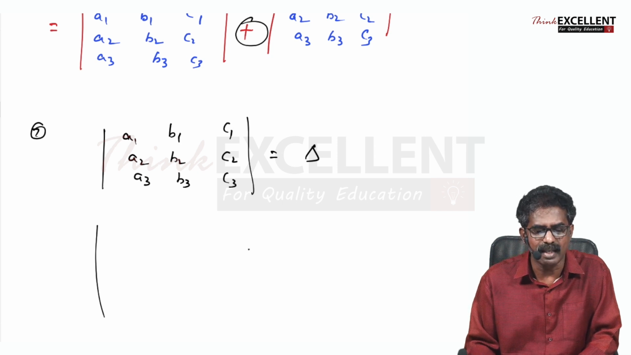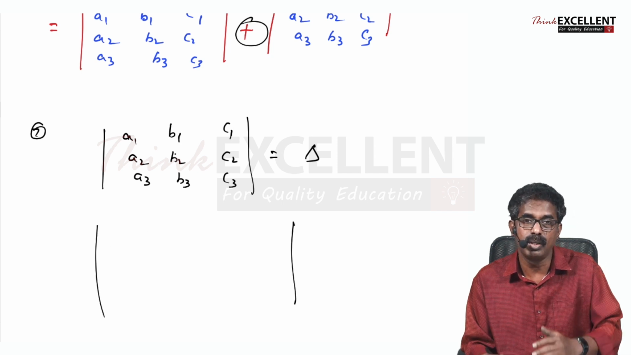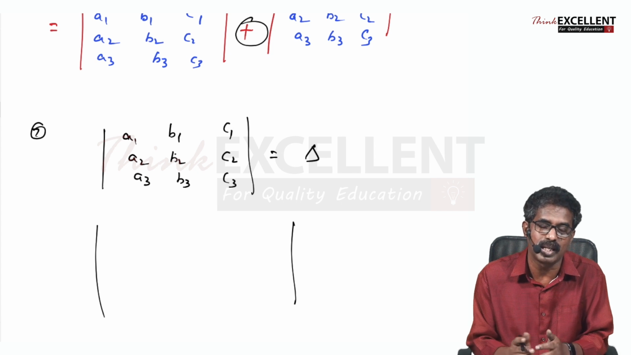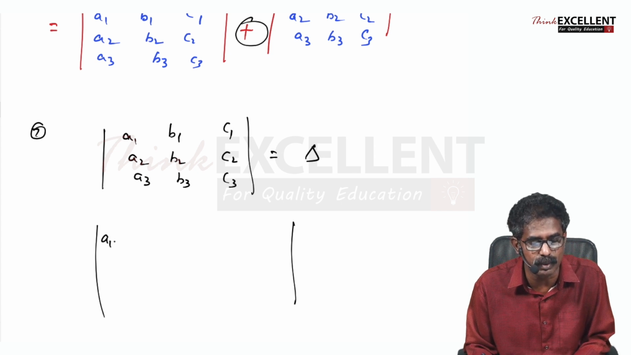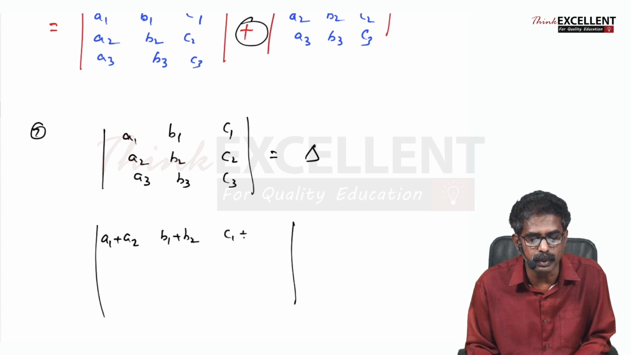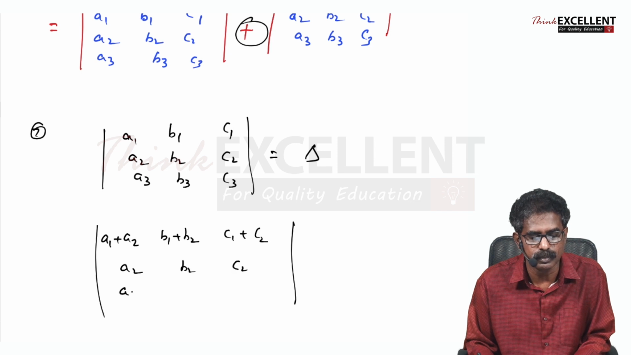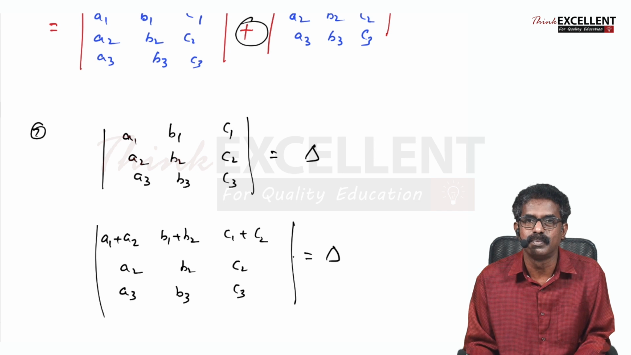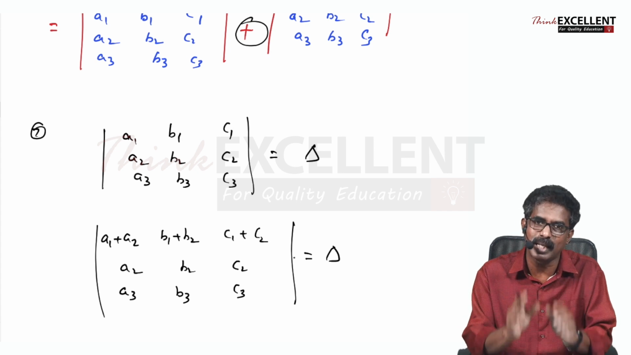Two rows can be added. First row and second row can be added. So that is A1 plus A2, B1 plus B2, C1 plus C2. Other things no change. Again the value remains same. Two rows we added, but still expand, your answer will be same.